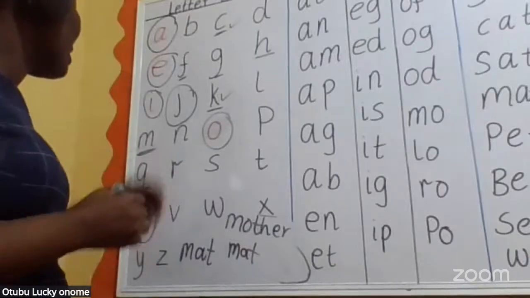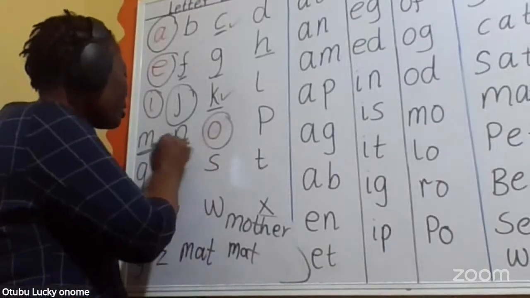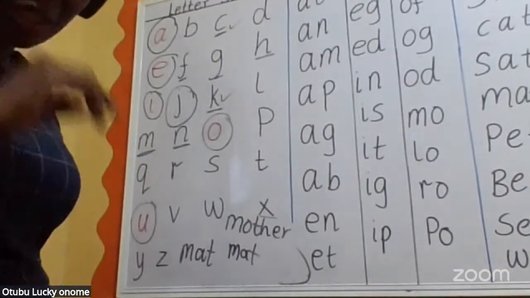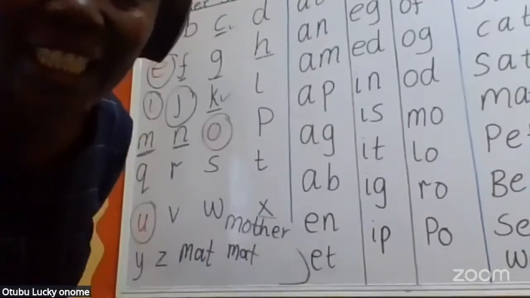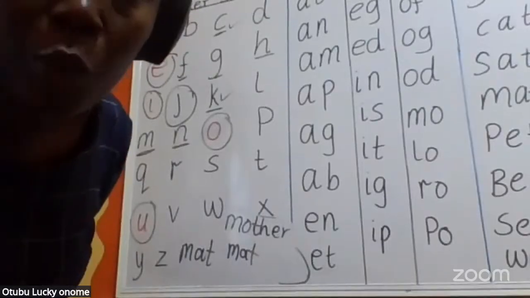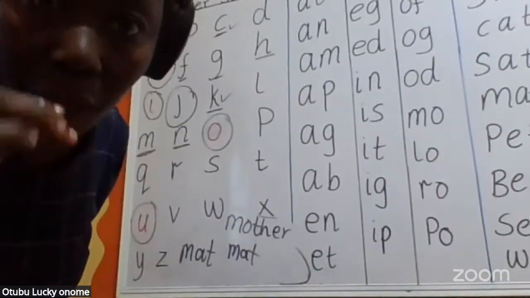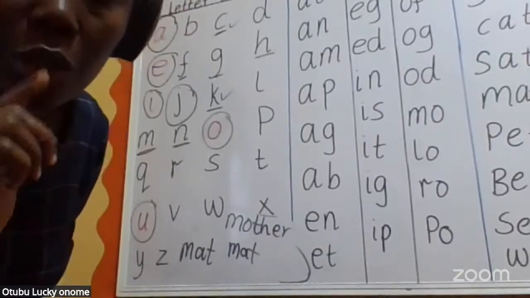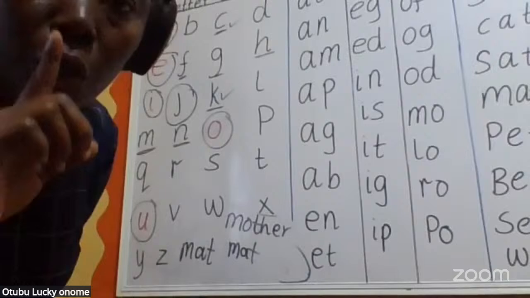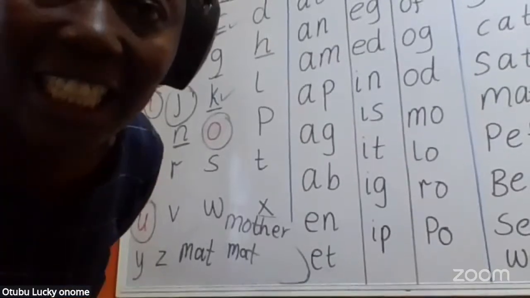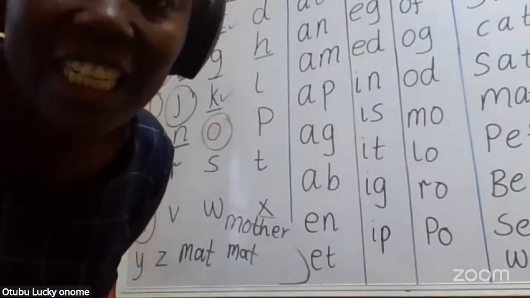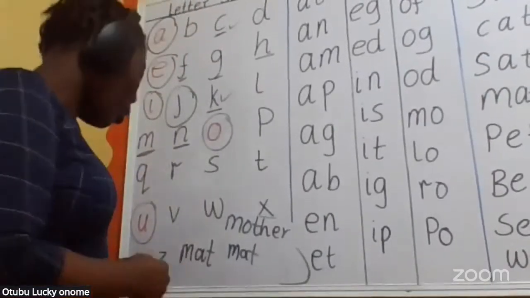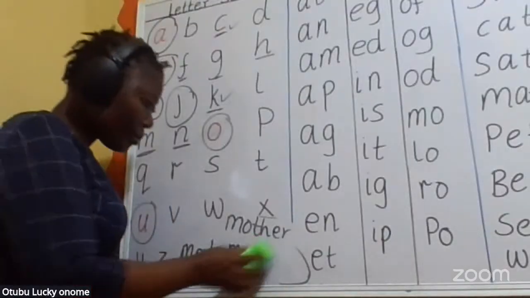The next sound is this one. Your teeth will be closed, your lips will be open, then your tongue will be touching your upper gum, like this. Neck, neck, neck.